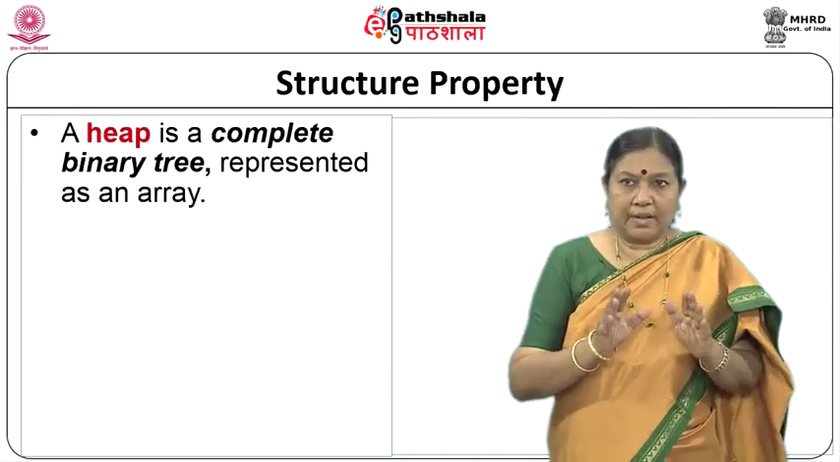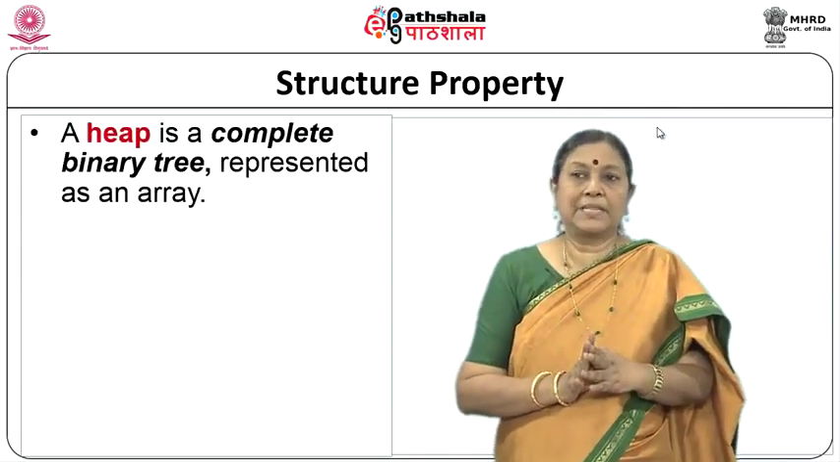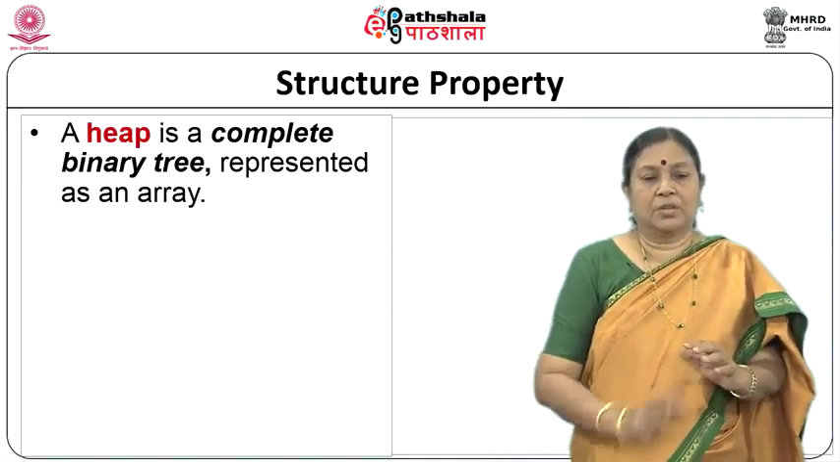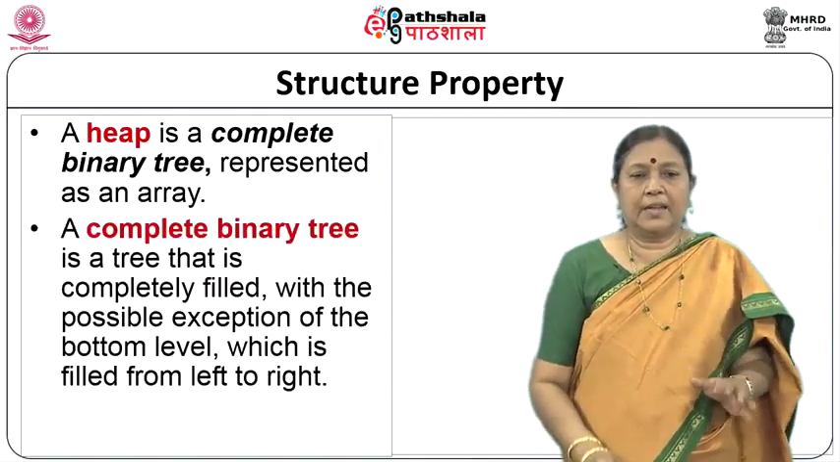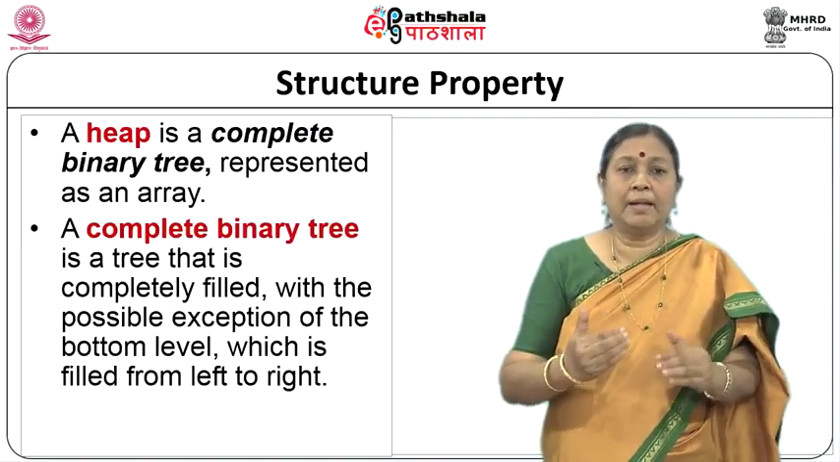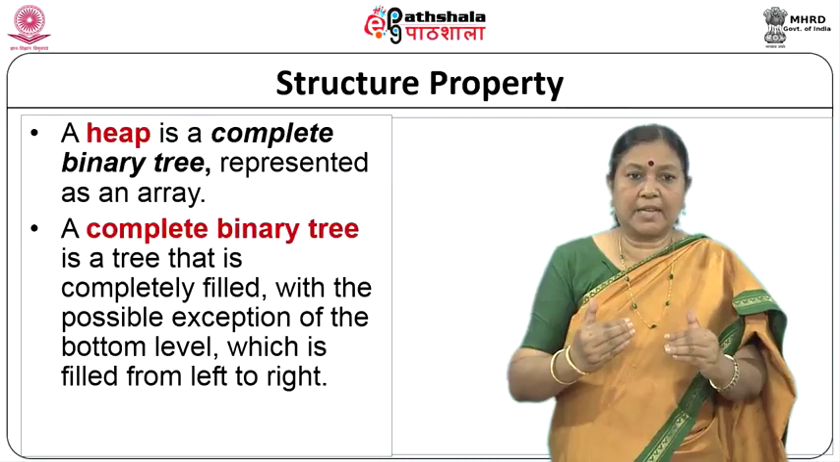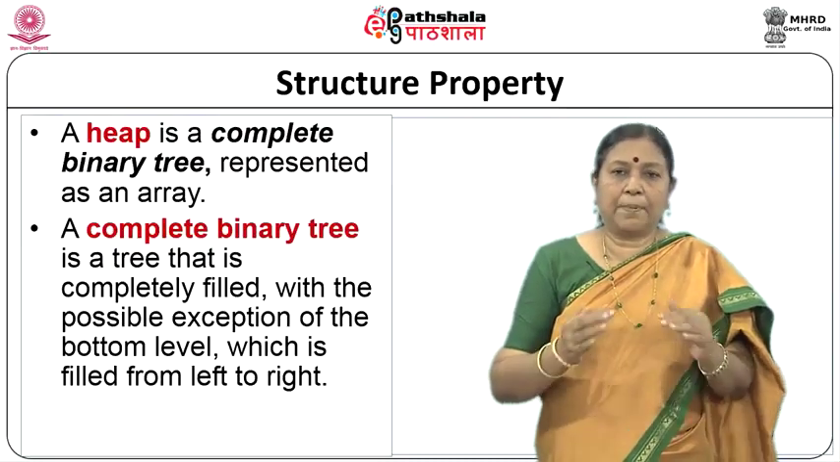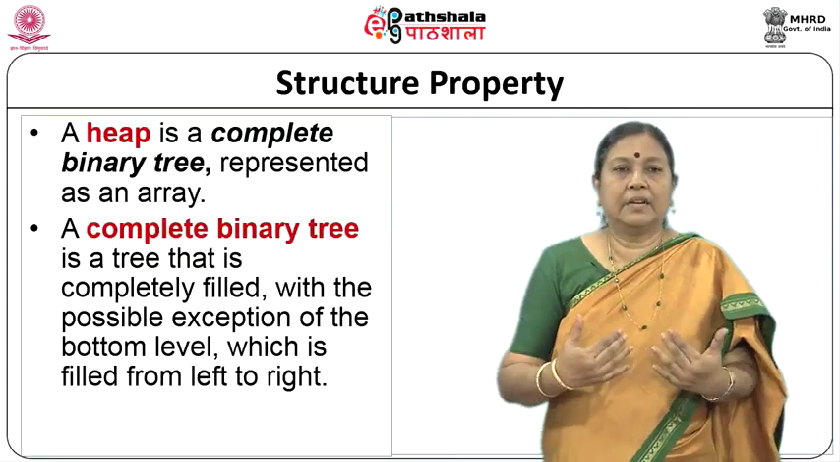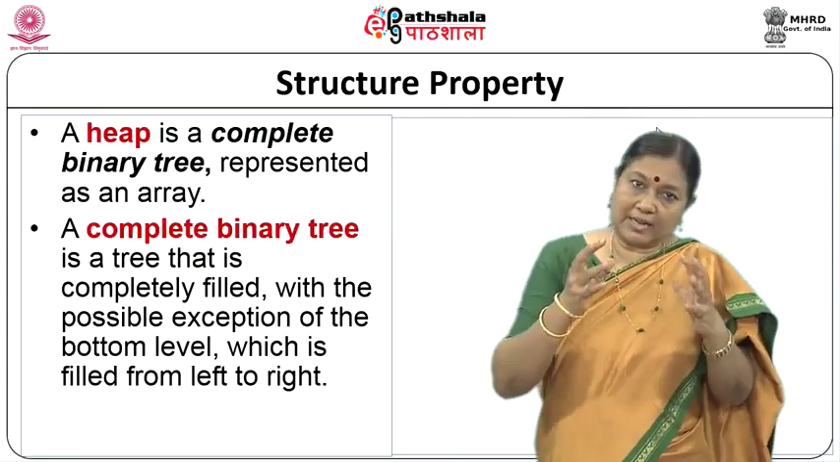So, as I already told you, heap is a complete binary tree and this is represented as an array. So, how do we represent it as an array? A complete binary tree, we will first discuss what is a complete binary tree. A complete binary tree is a tree that is completely filled with the possible exception at the bottom level, that is at the leaf level, which is filled from left to right. So, that constraint also you are putting.